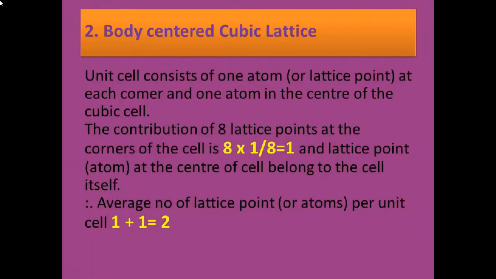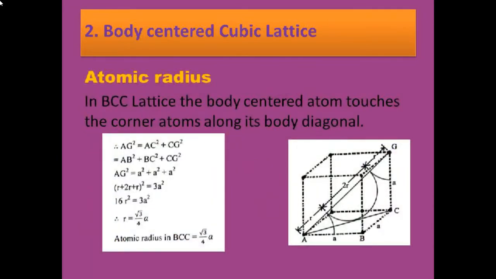Atomic radius. For the atomic radius, first you should understand what the diagram says. In the diagram, one atom is at the center, whereas at the corners 8 atoms are there. When we consider the diagonal, the entire diagonal consists of R plus 2R plus R, which gives you the entire length of the diagonal. So AG square is equal to AC square plus CG square. When you solve, you will get the radius R is equal to root 3 by 4 times A.